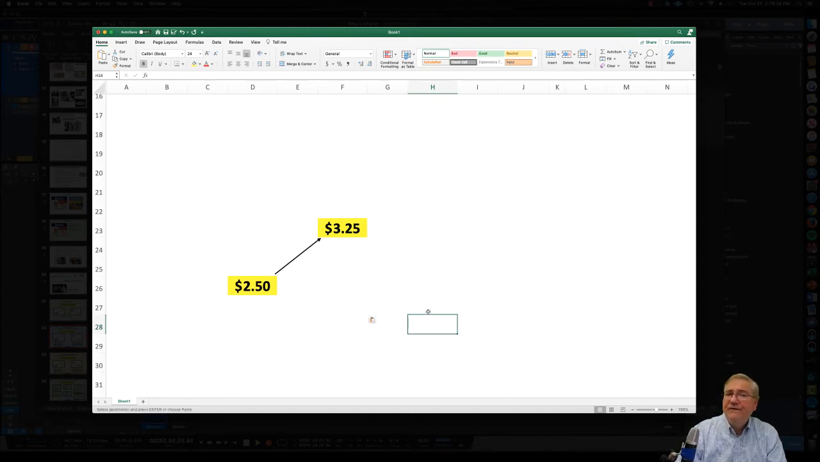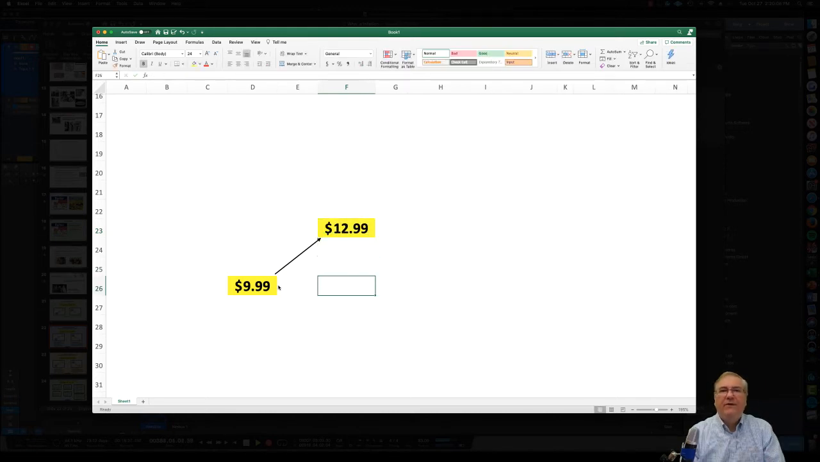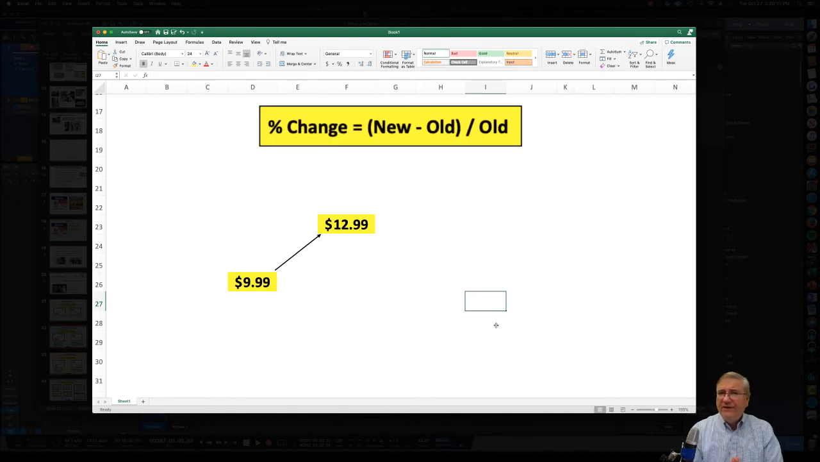So instead of $2.50 to $3.25 as in the previous example, we have $9.99 going up to $12.99. Okay? So the monthly membership subscription has gone up in price, and the question is, how much is that in percentage terms? So the next thing we have to do is identify what the old value is and what the new value is, and then plug those values into the percentage change formula.